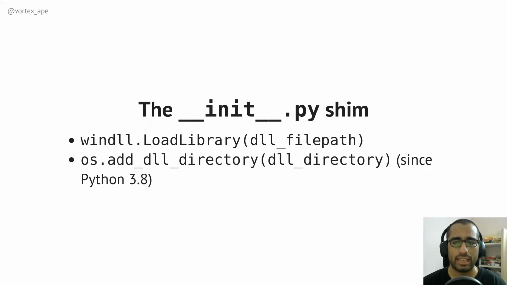In the case where your build process puts DLLs into another directory, which is not the same directory as your built extension module, you can use the ctypes.windll.LoadLibrary function in your module's __init__.py to load the DLL before anything else happens. And since Python 3.8, you can also add the DLL directory to the DLL search path using the os.add_dll_directory function.